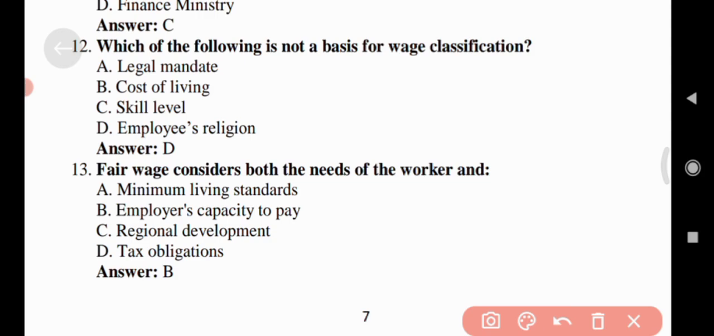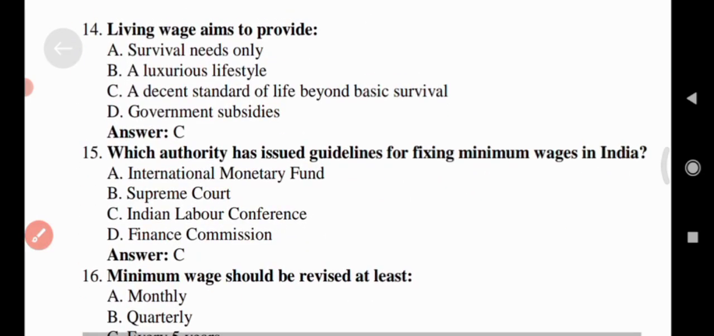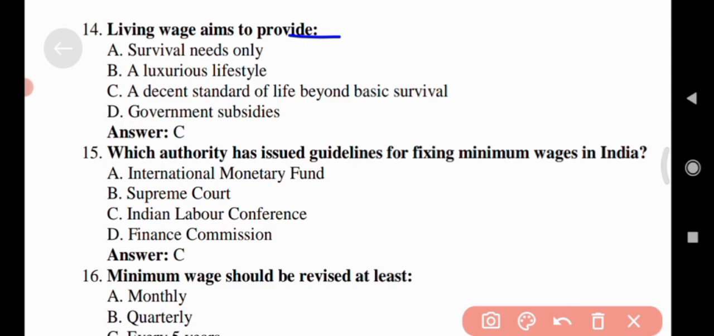Which of the following is not a basis of wage classification? Option D, employees' religion. Fair wage considers both the needs of the worker and option B, employer's capacity to pay. Living wage aims to provide option C, a decent standard of life beyond basic survival.